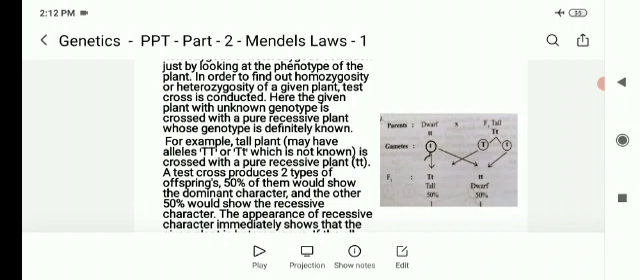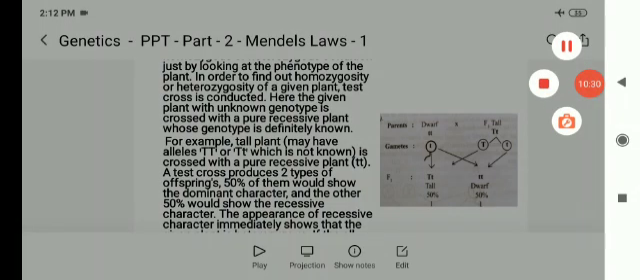In this cross, the tall plant produces one or two types of gametes and a pure recessive plant produces only one type of gamete. A test cross produces two types of offspring. 50% of them would show the dominant character and the other 50% would show the recessive character. The appearance of recessive character immediately shows that the given plant is heterozygous.